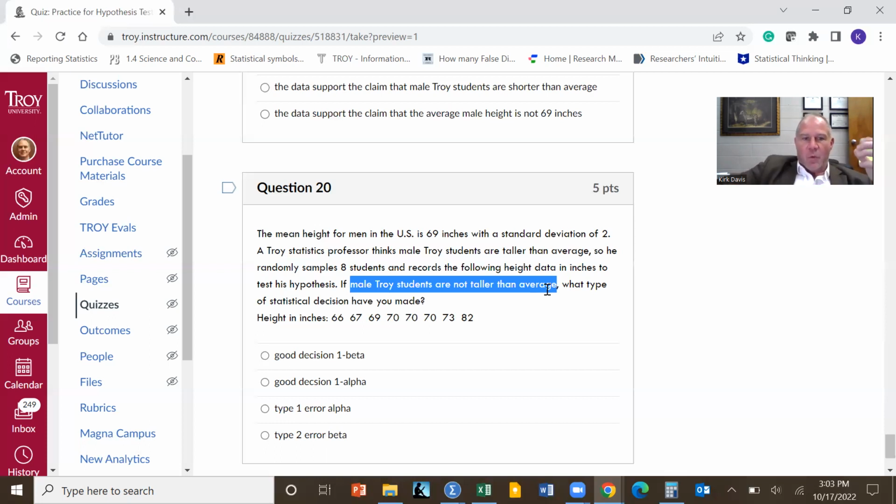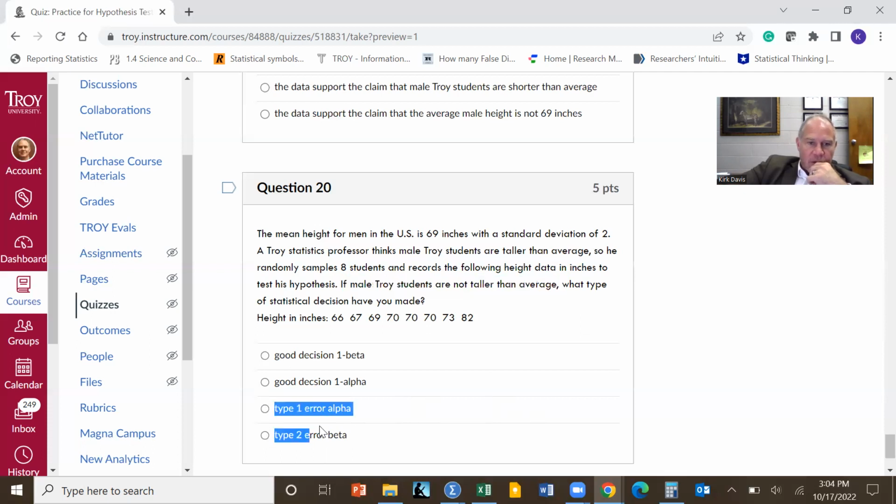So in this case, we concluded that Troy students are not taller than average. And now I'm telling you, as this omniscient being, that they are not taller than average. So our statistical conclusion has matched what actually exists in reality in the population. So that's a good decision when they match. So we can rule out these two errors. We didn't make a false positive or a false negative. We made a good decision. We didn't find an effect, and there was no effect to be found.